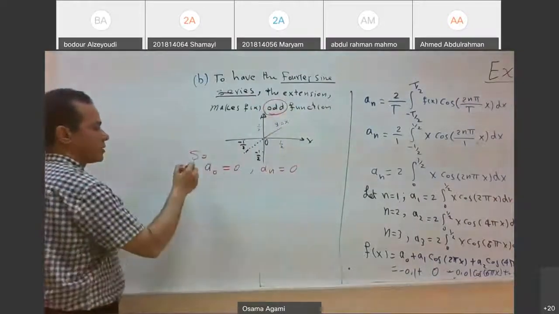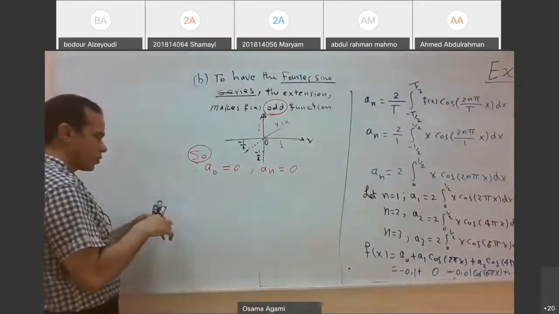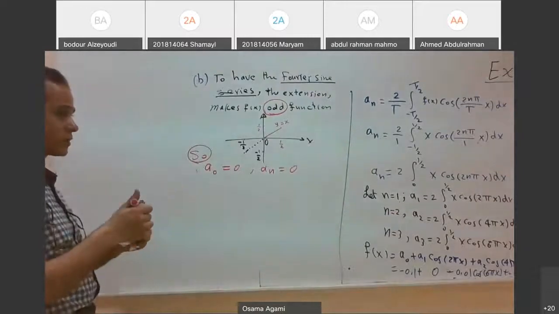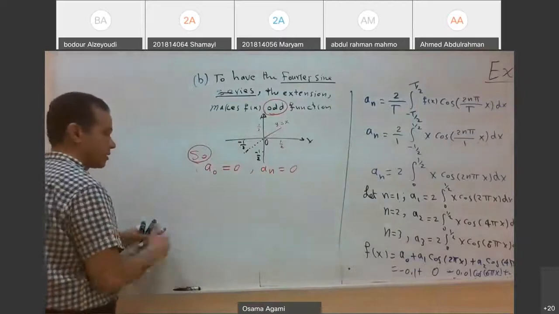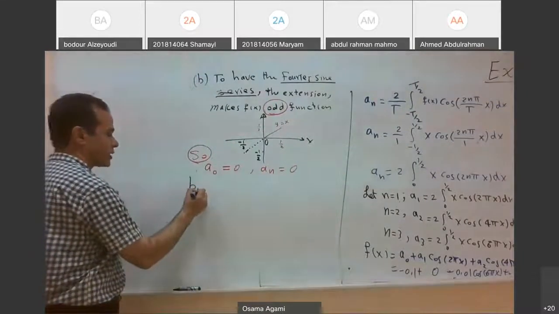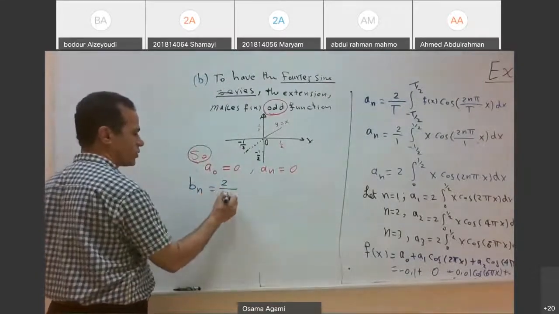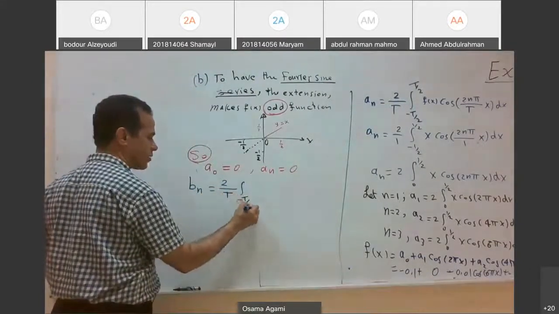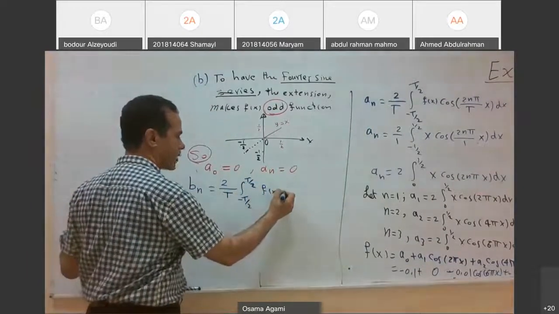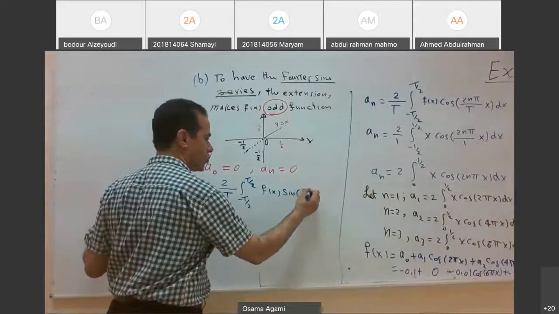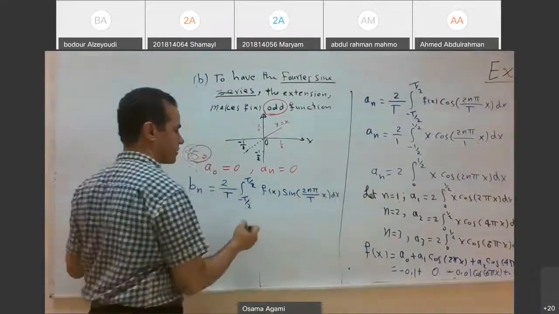The function is odd, so A naught and An, no need to find them, right? The only one you are going to find is Bn. Let's go for Bn. What is the formula for Bn? It is 2 over T, the integral from minus T over 2 to T over 2 of your function multiplied by sine 2n pi x over T dx.